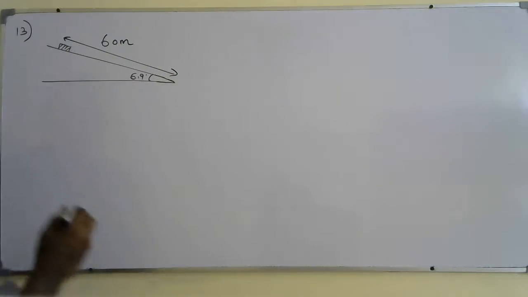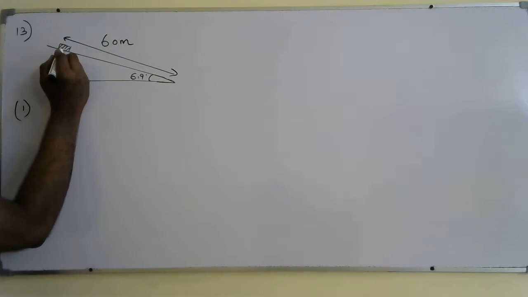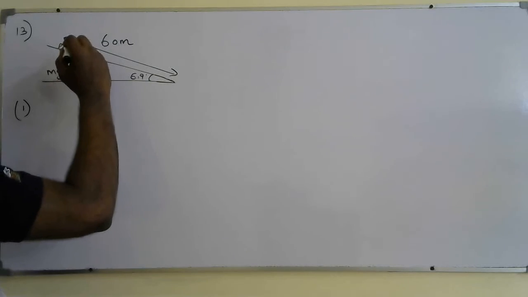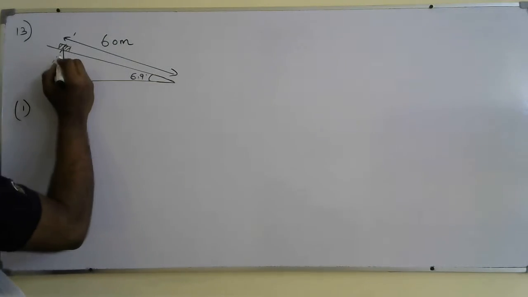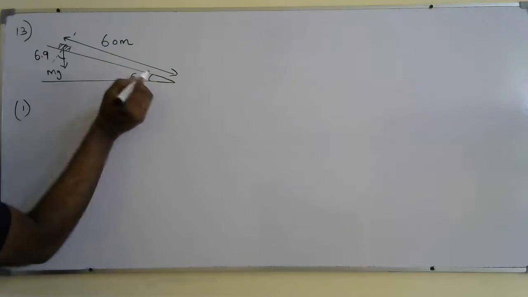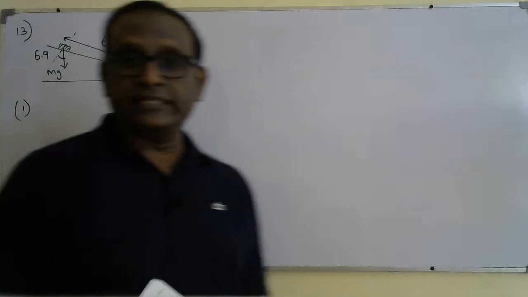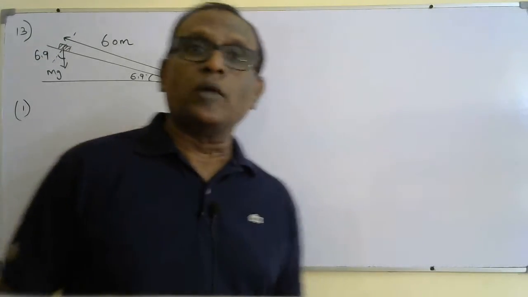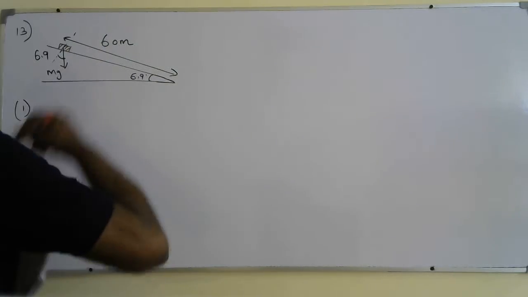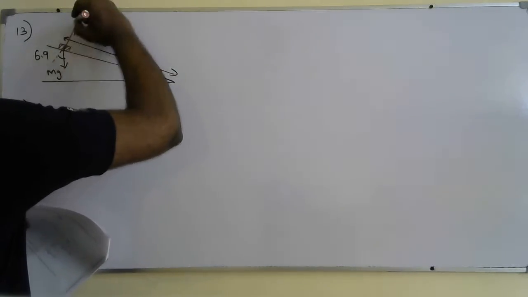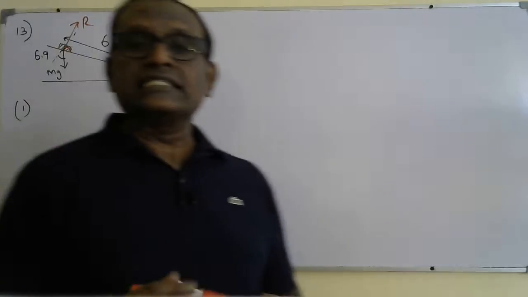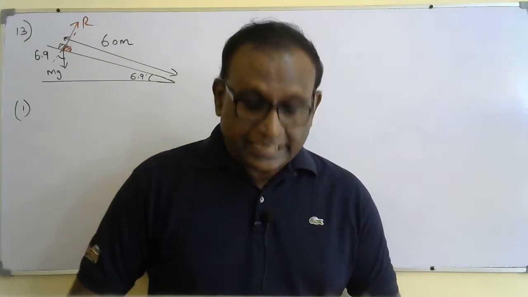There we need to find the initial acceleration. We know the weight is acting vertically down, this is mg, and the angle of this weight with the vertical line is 6.9. So the component of the weight along the slope is the only force acting along the slope, because the normal reaction is perpendicular to the slope. The normal reaction won't have any component along the slope. This angle is 90, and when a vector is resolved through 90 degrees, it won't have a component.